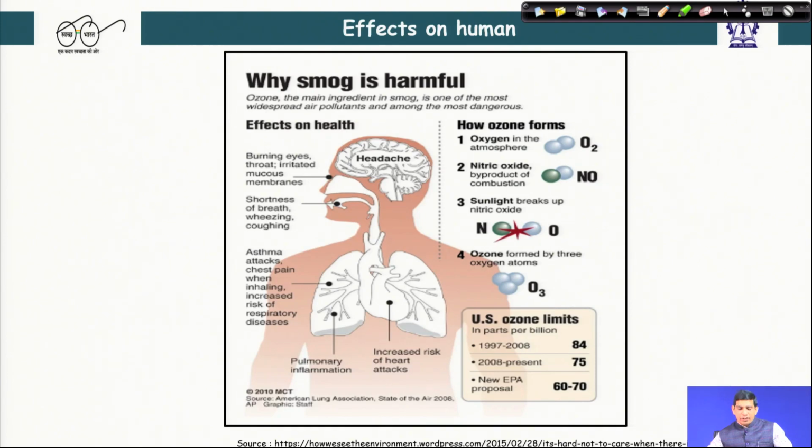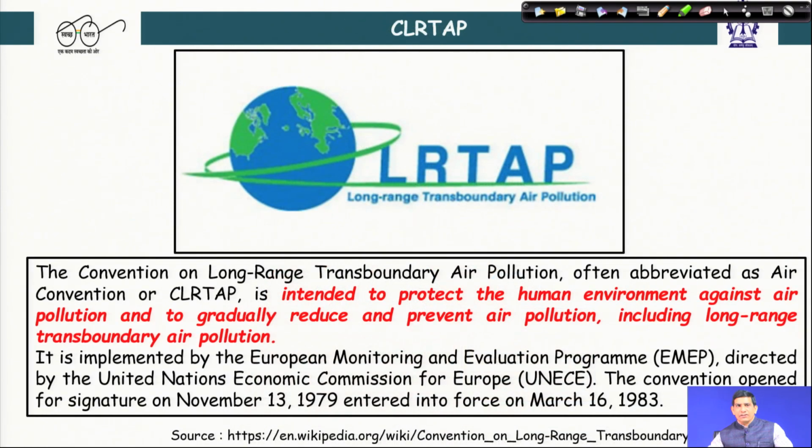So, it creates burning, eye sensation, headache, irritation in mucous membrane, shortness of breath, wheezing, coughing, asthma attack, chest pain when you have inhaled a high concentration, and it increases the risk of respiratory disease, pulmonary inflammation, and heart attacks. In the US, in parts per billion, from 1997 to 2008 the limit was 84. In 2008 they brought it down to 75, and in the new EPA proposal they are even trying to bring it down to between 60 and 70. That is what they are debating in terms of the smog concentration.